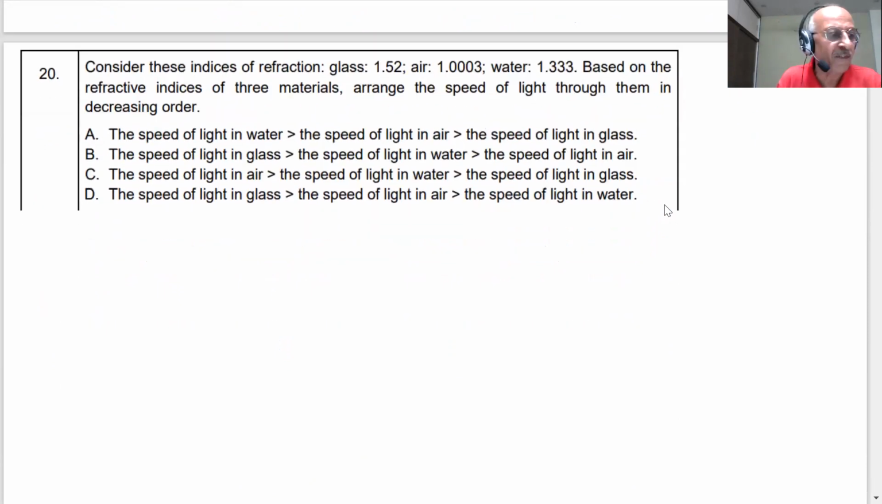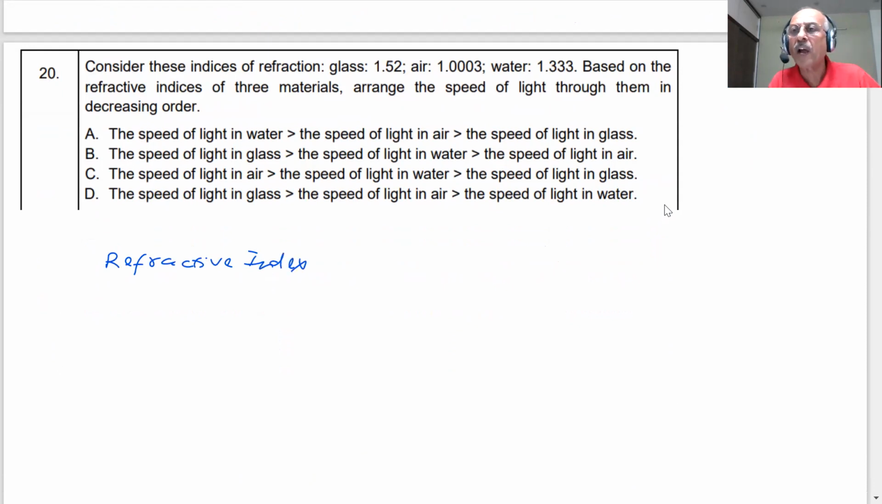Consider these indices of refraction. You have been told about refractive index, student. When a ray of light passes from one medium to another medium, it undergoes refraction, and refractive index was defined as sine i by sine r, or the velocity of light in vacuum divided by the velocity of light in the medium. If the velocity of light in a medium becomes less, then what will happen? The refractive index value will be more. The refractive index value will increase, student.